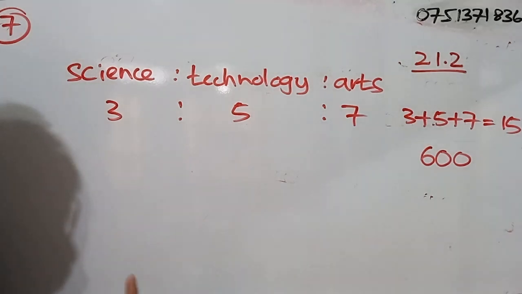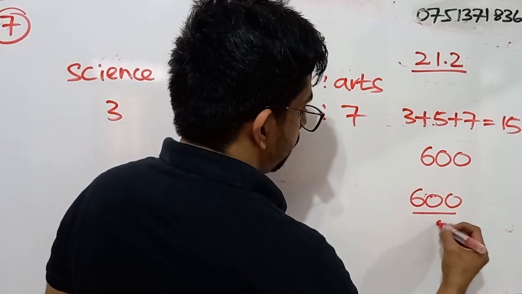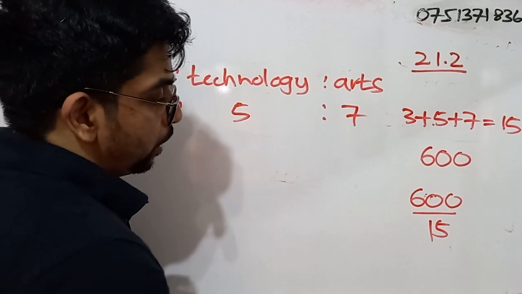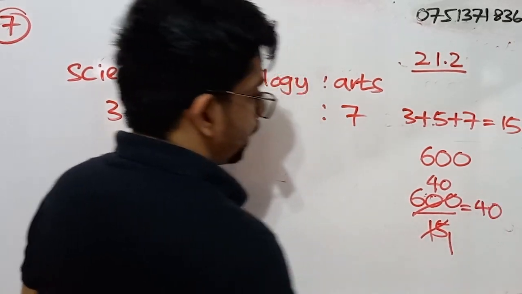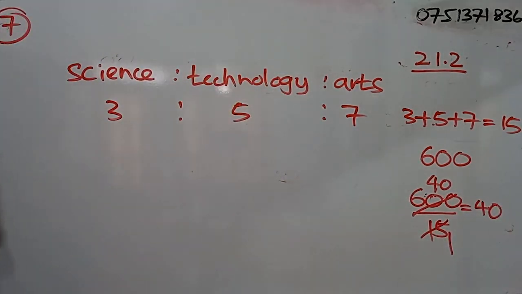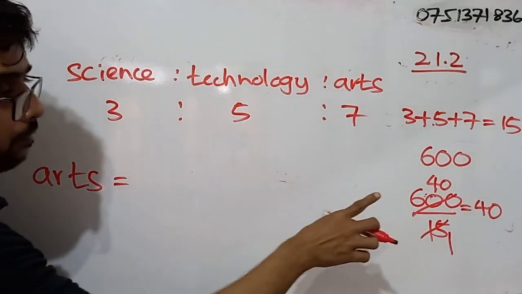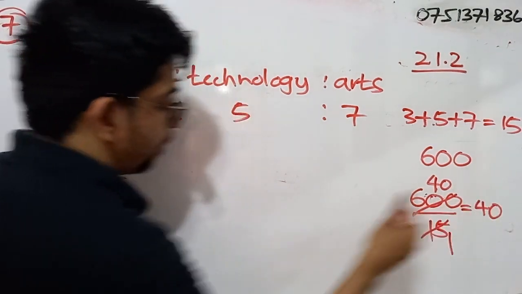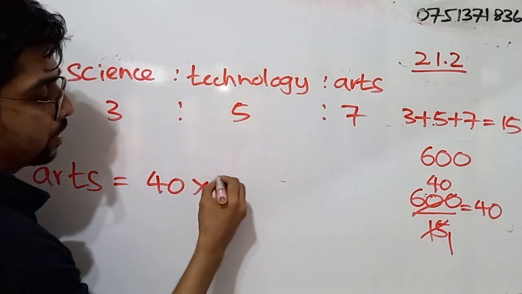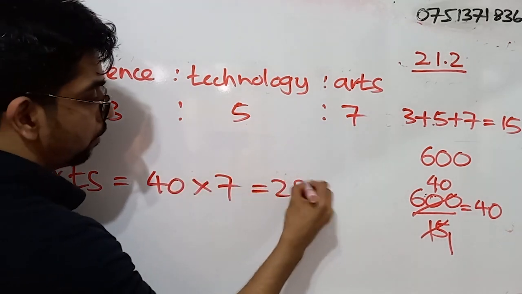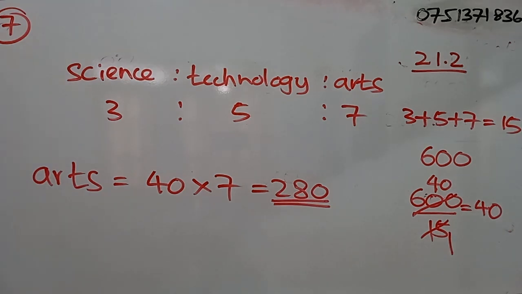So here we have to calculate the value of one part. So take 600 and divide it by 15. 15 times 40. So the value of one part is 40. What is the number of students enrolled in arts? We have calculated the value of one part, 40. What is the number of parts related to arts? 7. So 40 into 7, we get 280. So 280 students are enrolled in the art stream.